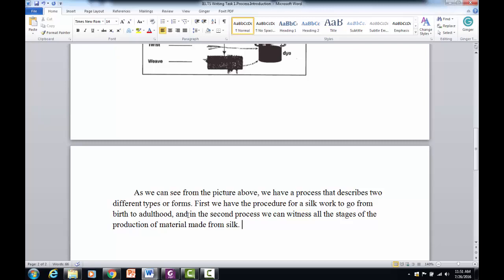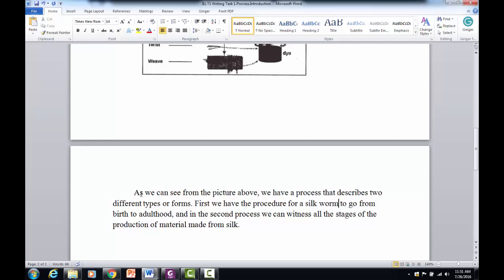As we can see from the picture above, we have a process that describes two different types or forms. First, we have the procedure for a silkworm to go from birth to adulthood. And compound sentence here, everyone. Use your compound sentences. And in the second process, we can witness all the stages of the production of material made from silk. Here you can see good synonyms. Instead of saying cloth, we use material. We have a lot of good synonyms here.